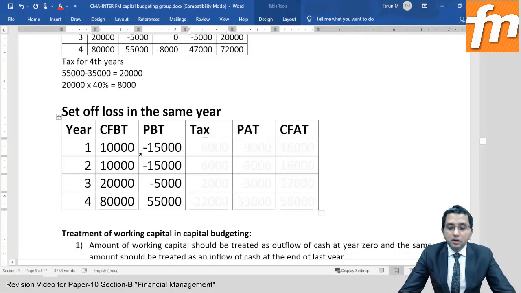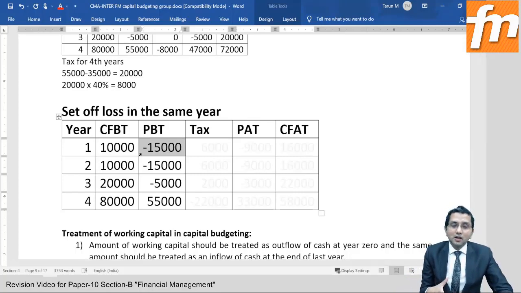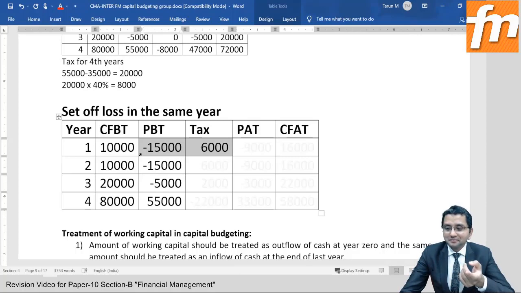If there is a loss of 15,000, see, assume it like this. On profit, I pay tax. So on loss, I will receive tax. 15,000 into 40% is 6,000. And this is not payment of tax. This is kind of receipt of tax.